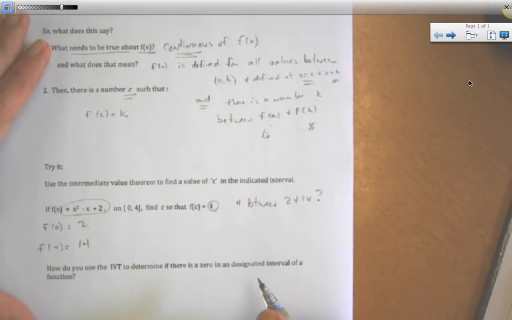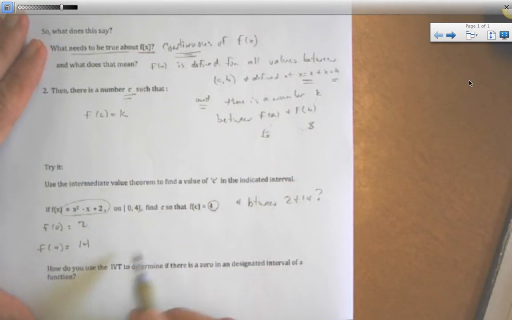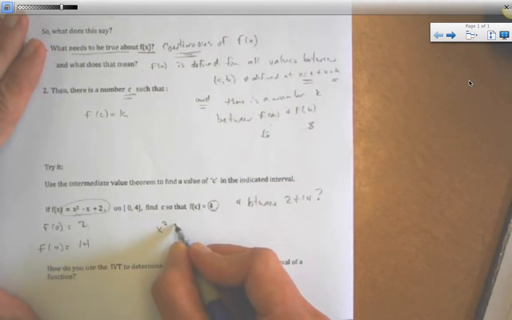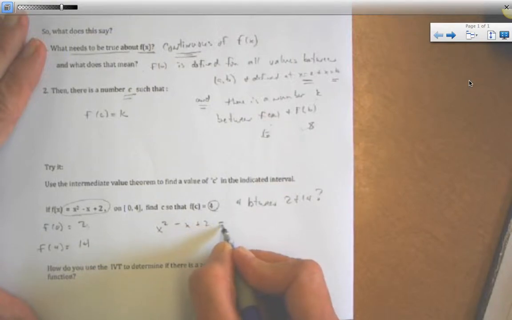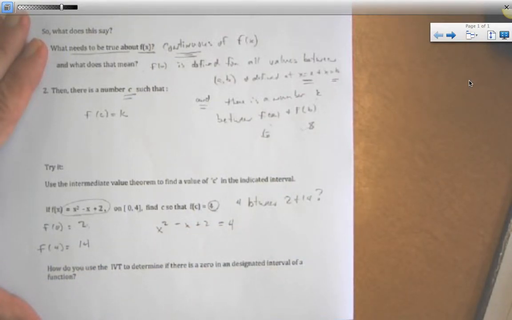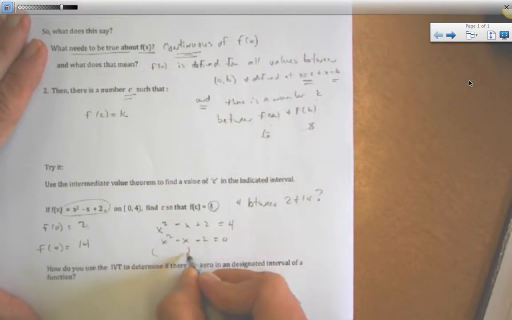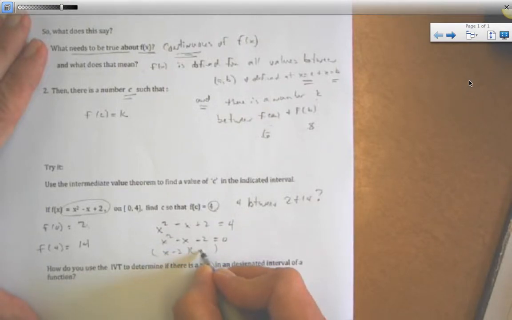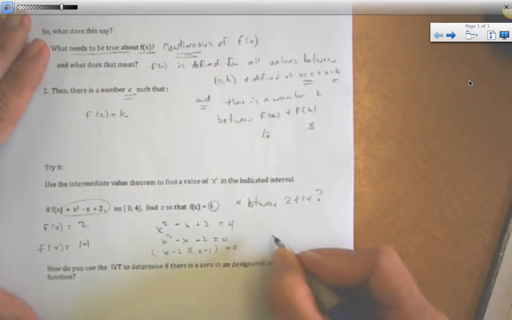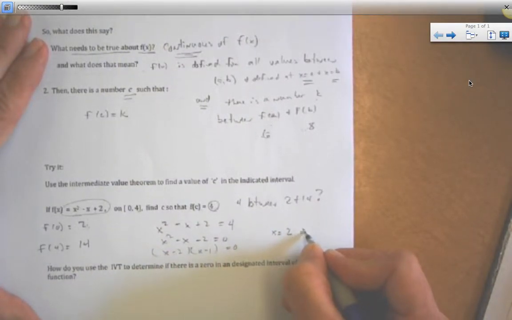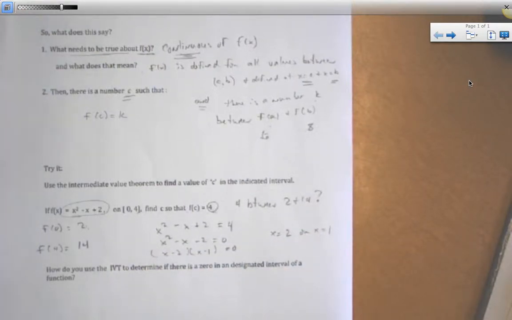So now we're going to determine, is there an x that will make this function equal to 4? So x squared minus x plus 2, is that equal to 4? Well, that looks like a good old quadratic. So let's just subtract 4 from both sides. And we get x minus 2, x minus 1 equals 0. So x can be 2 or x can equal 1.